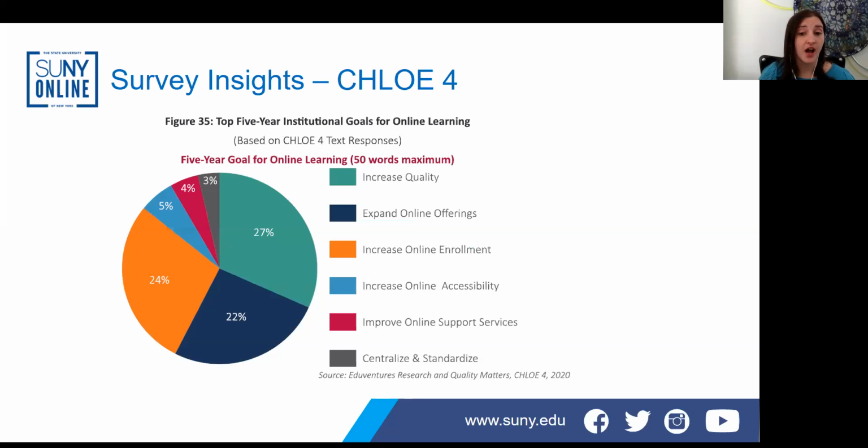And then goals for online learning. So it asks chief online officers about their goals. And there was a lot of folks who wanted to increase quality, expand offerings, and increase enrollment. So these were already goals before the pandemic, and I think they will probably continue to grow. So we'll see how that plays out in future CHLOE reports.